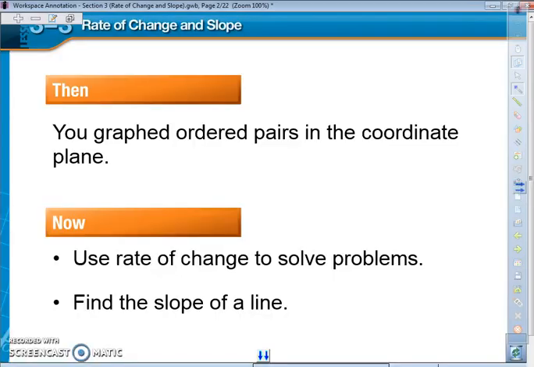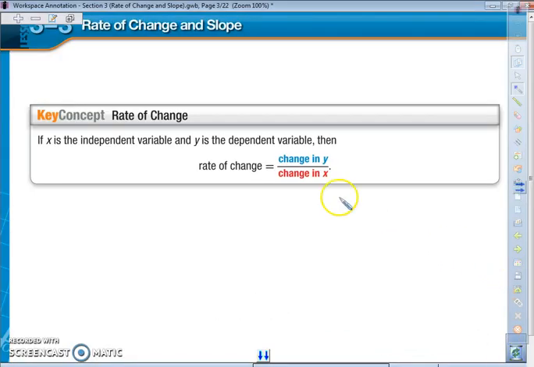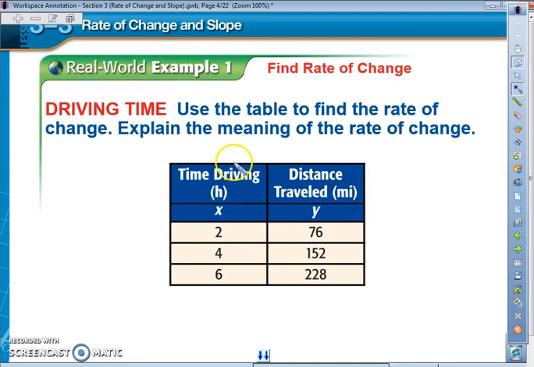We've graphed ordered pairs. We're going to do change of slope. Rate of change is the change in y over the change in x. A lot of times you'll see it as delta y over delta x. Delta is just a triangle. It's a Greek letter in the Greek alphabet. So delta always refers to change: change in y, change in x. You'll sometimes see it in chemistry as change in temperature. So let's see this to find the rate of change.